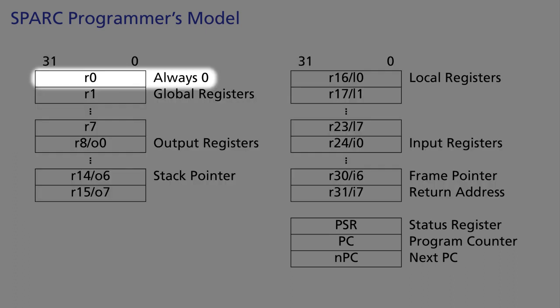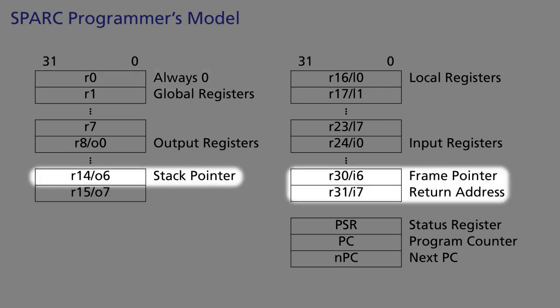Register 0 is special. It always returns a value of 0. Writing to it leaves it unchanged. This is surprisingly useful. For example, the SPARC does not have a register-to-register move instruction in hardware. Instead, the assembler translates a register-to-register move into a logical OR of the source register and the 0 register.